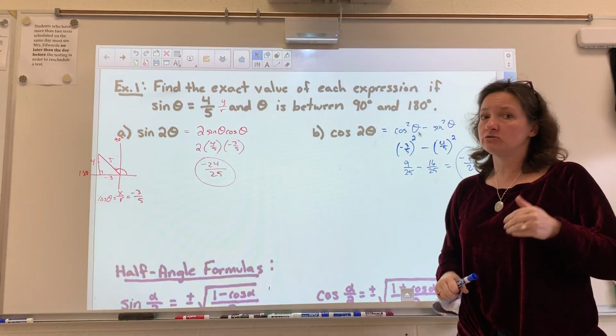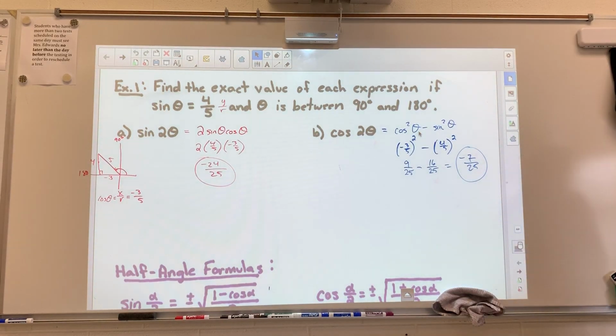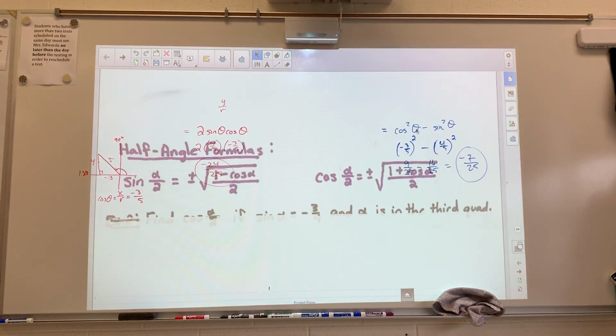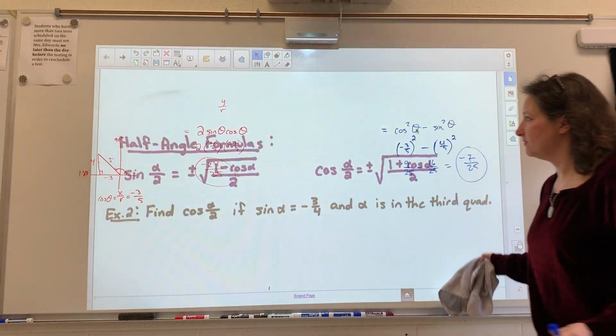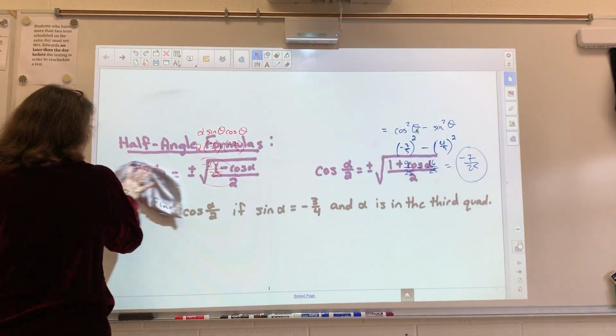So now we're going to move on to the second set of formulas, the half angle formulas. Let me give you a chance to look over those.